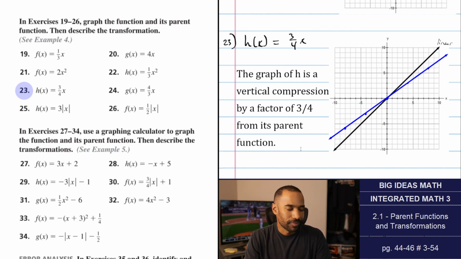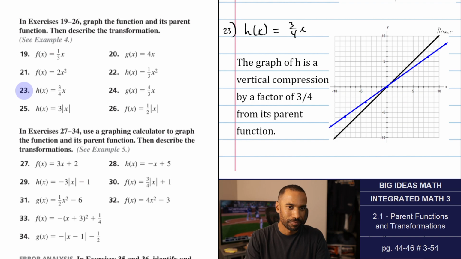Sorry, I keep saying compression. I know shrink is the other word that they use, but hey.